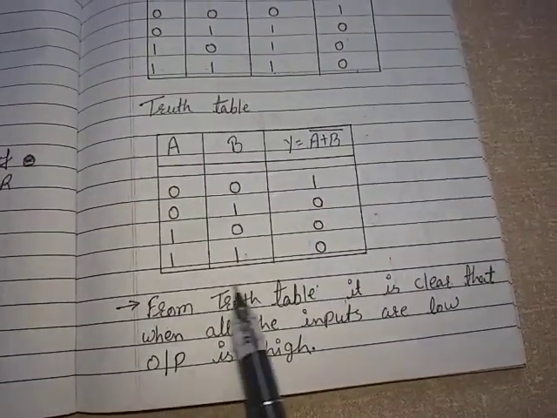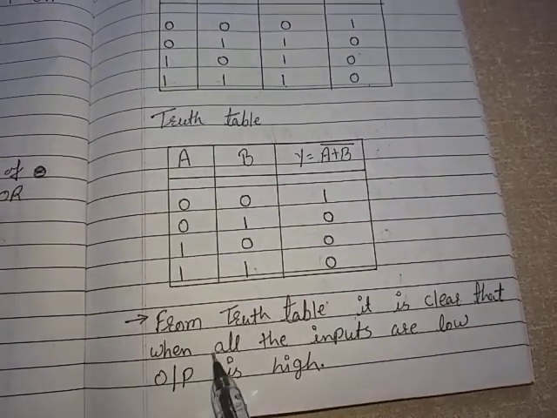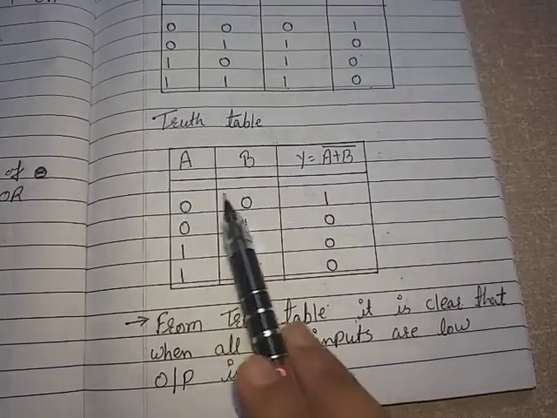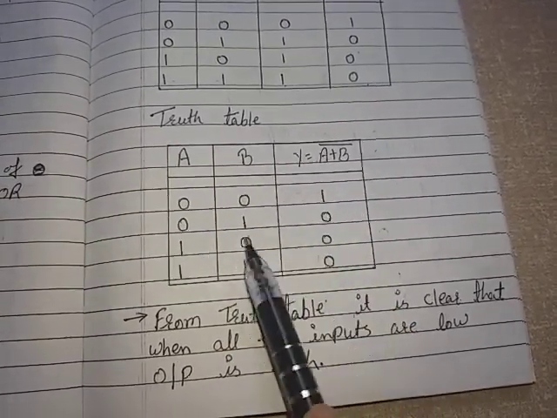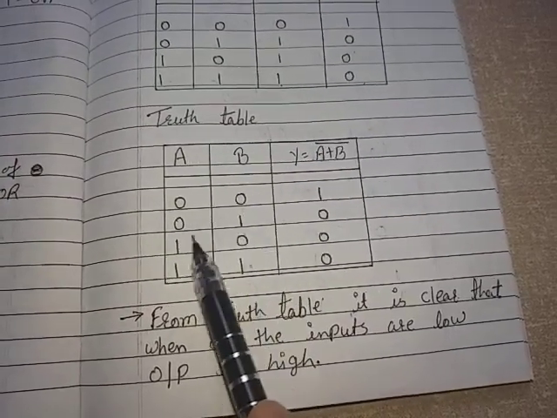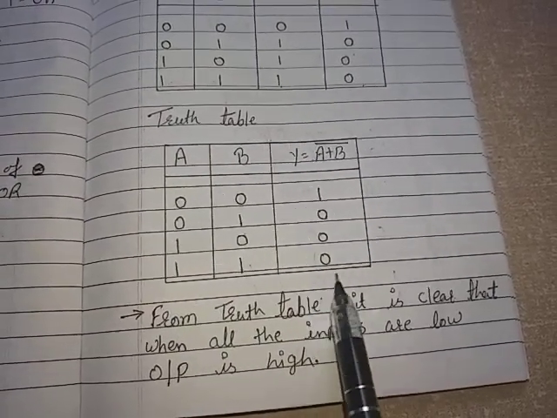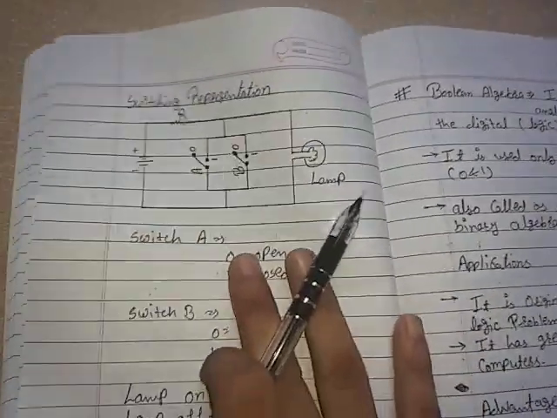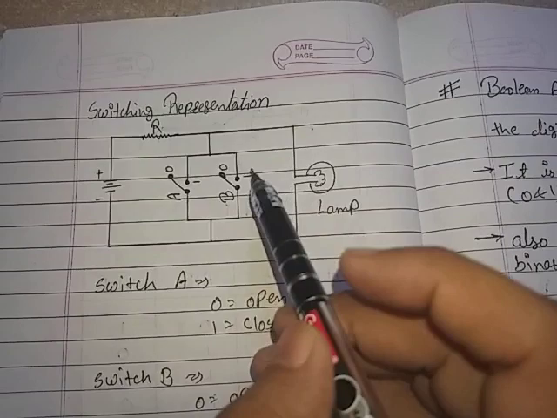From the truth table, it is clear that when all the inputs are low, output is high. Otherwise, if any one of the inputs is high, output will be low. Let's see the switching representation. Here is the switching representation.